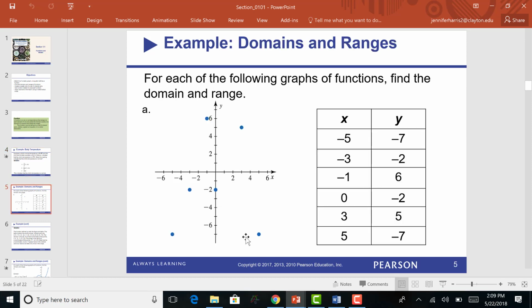All right, next slide, here we go. For each of the following graphs of the functions, find the domain and range. So they've given you points already on a graph. They just want to know, can you name these points and put them in an XY table? So this point right here, did they name this one? What is that point based upon what you see?